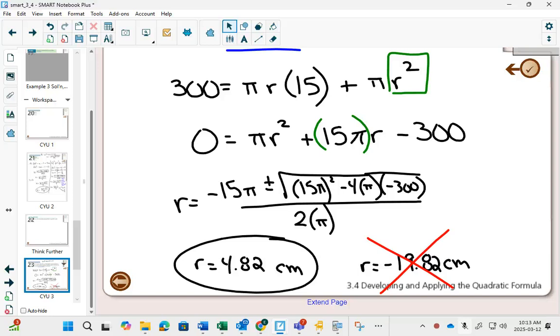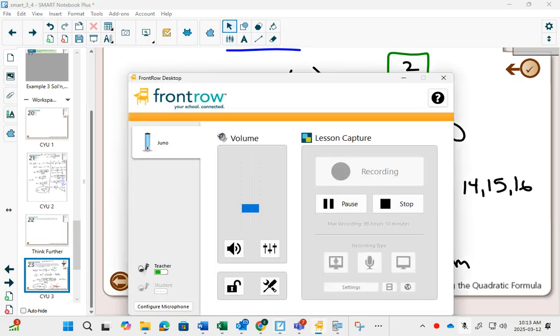We've got our rounding correct. We've got our units. Everything is there. And you can circle questions 14, 15, and 16.